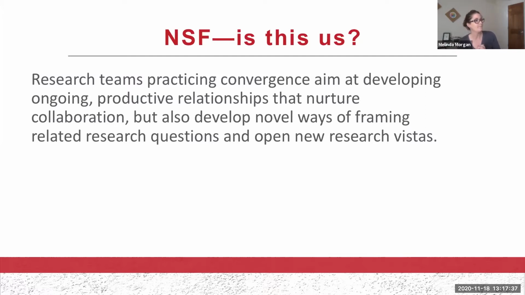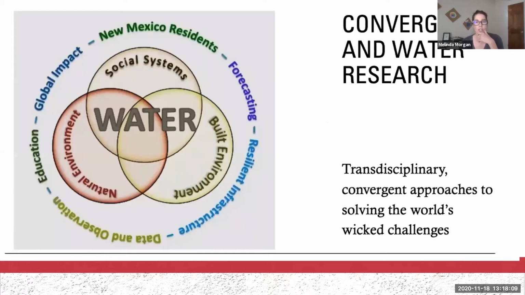So this is also a direct quote from an NSF website. Research teams practicing convergence aim at developing ongoing productive relationships that nurture collaboration. Yay, that's what we want to do. And also develop novel ways of framing related research questions and open new research vistas. So my question to you guys is, is this us? Are we going to be convergent? And this is the point at which I kind of want to open it up to discussion.